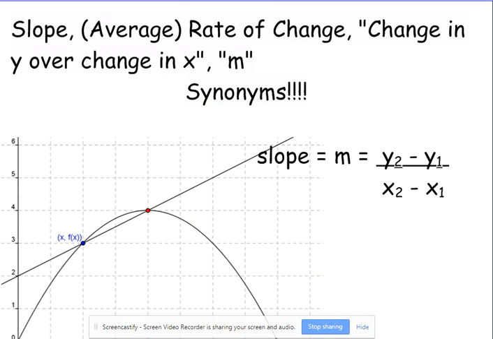Let's start by going all the way back to slope. Slope is the average rate of change. You've got to get used to that concept, because they like to use the terms average rate of change in calculus, and when you see that terminology, you should automatically think, I'm calculating the slope. It could also be the change in y over the change in x. Obviously, we use the variable m to represent slope. All those things are synonyms. You've got to understand those are interchangeable pieces.